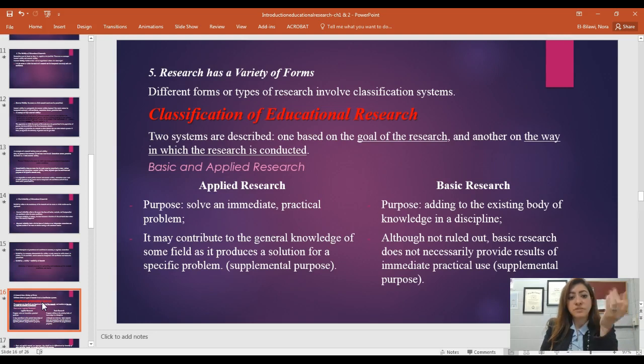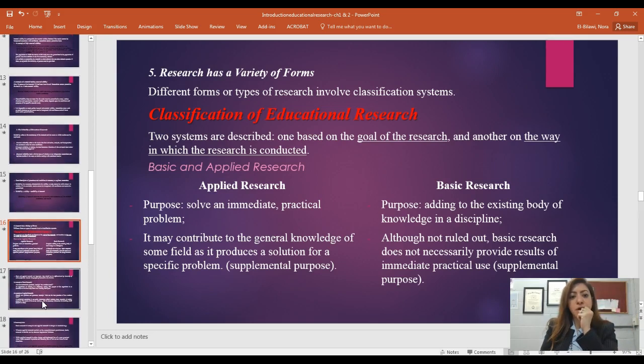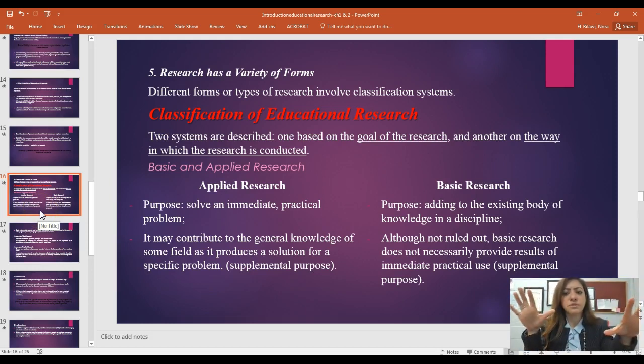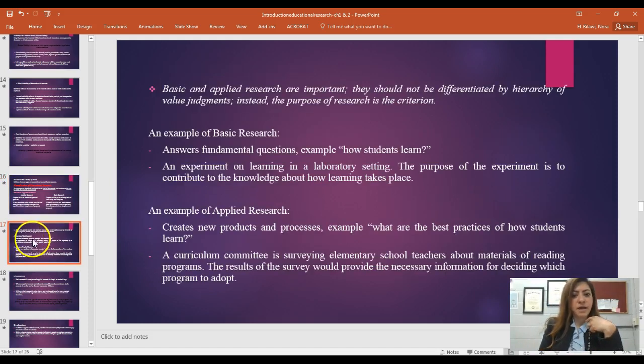Now, what are the different forms of research? I don't want to confuse you with too many details, but really there are applied research and basic research. Basic research is very theoretical in essence, very philosophical. And I have an example here to explain it more.